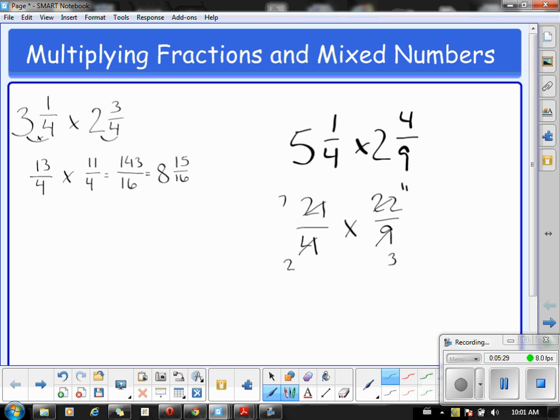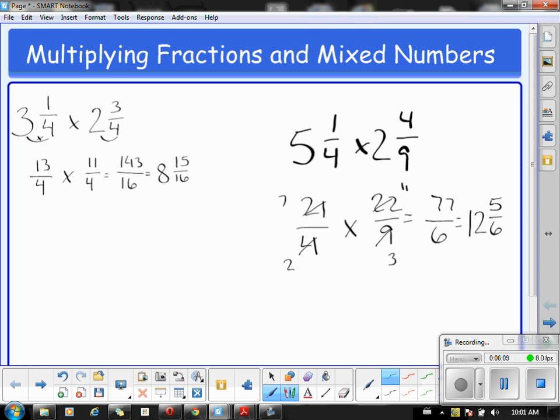So now, instead of multiplying 21 by 22, big numbers, need to use a calculator, we can just, after we reduce it, say 7 times 11 is 77. 2 times 3 is 6. Still need to change our improper fraction back into a mixed number. If we have 77, we can make 12 groups of 6. 12 sixes are 72. Subtract that from 77, and we get 5 over 6.